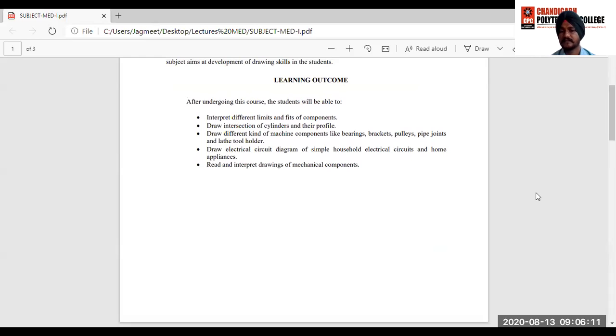Draw electrical circuit diagrams of simple household electrical circuits and home appliances. We will also draw the electrical circuit diagrams that we will use during drawing. Read and interpret drawings of mechanical components. We will read and interpret drawings of different mechanical components.